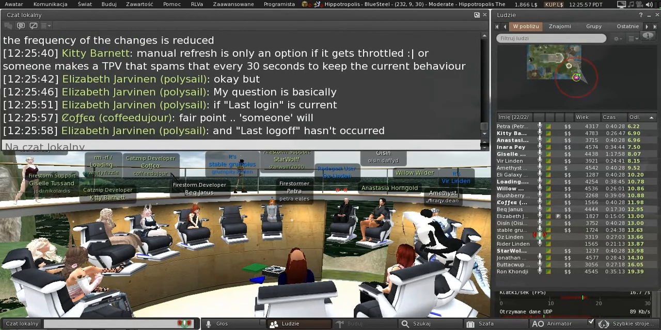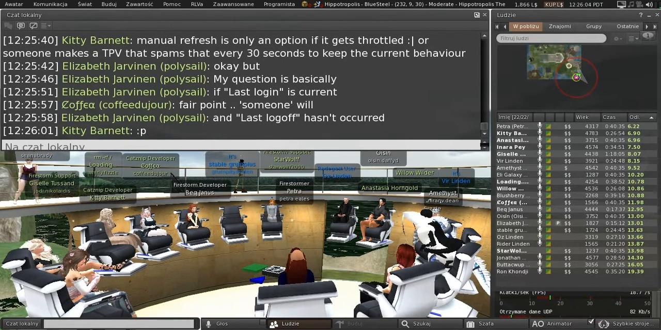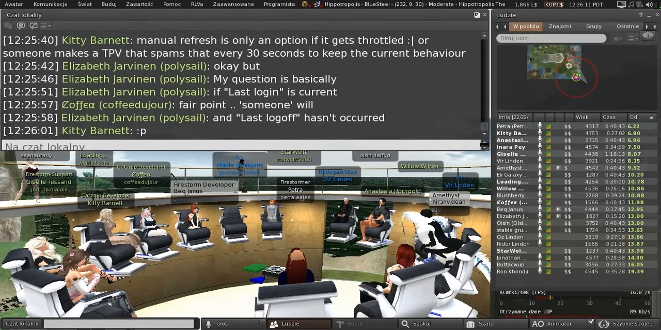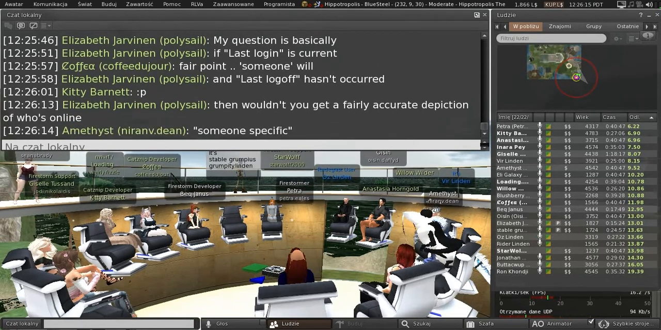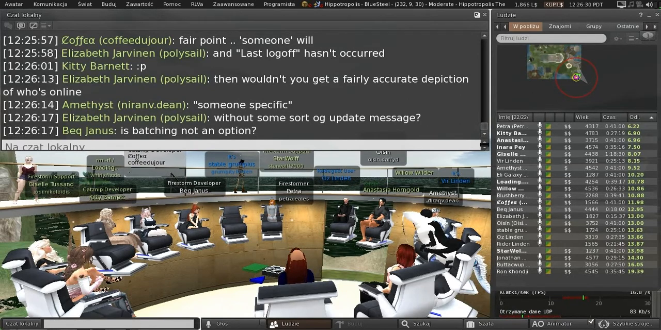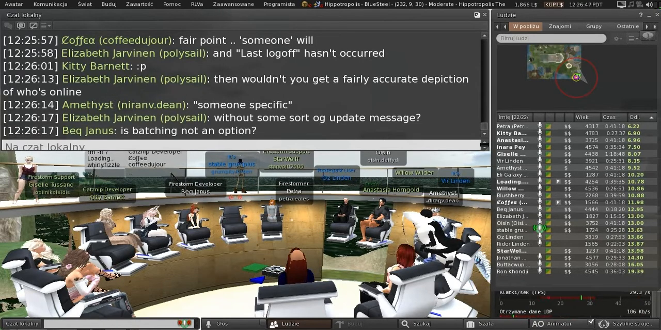Thank you, Kitty, for saying that so that I didn't have to. The purpose of this exercise is not to prevent people from being able to tell who is online altogether. It's to prevent us from sending those messages around all the time for all the group members and all the groups.